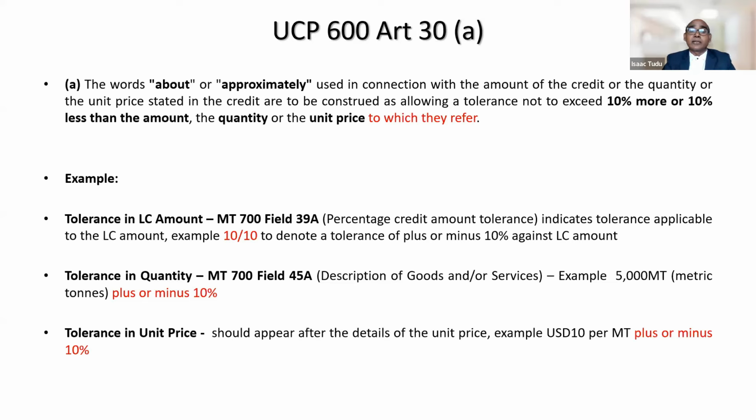Like that, tolerance in unit price should appear after the details of the unit price. For example, $10 per metric ton plus or minus 10% means plus or minus 10% tolerance will be applicable against the unit price. Okay, so let us understand this further with an example here.